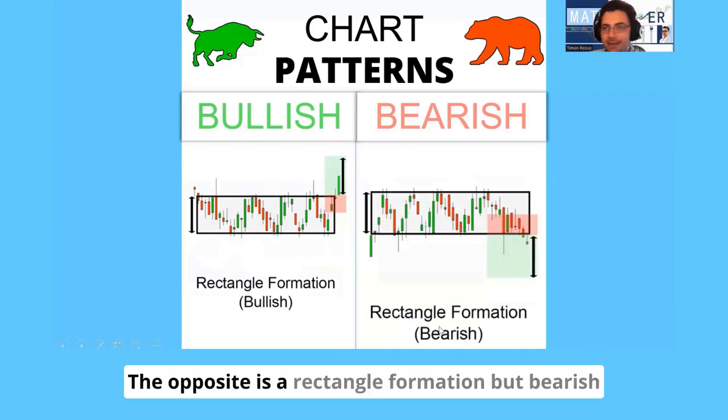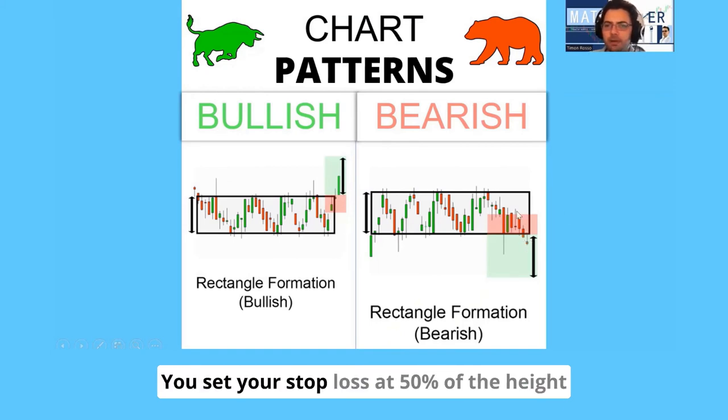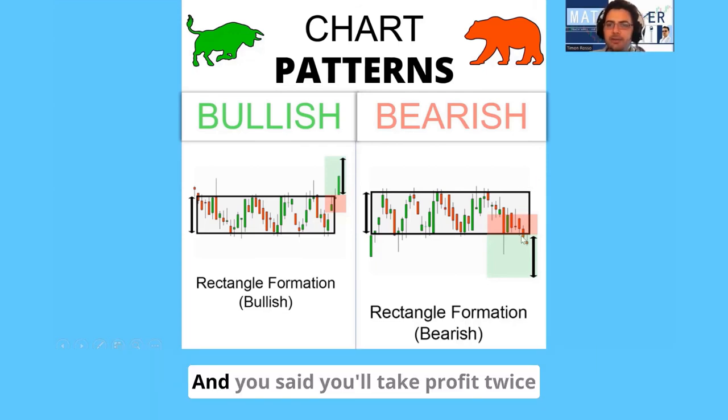The opposite is a rectangle formation, but bearish. The price forms a box formation, and instead of breaking up, it breaks down. You set your stop loss at 50% of the height of the box formation or above the box formation resistance, and you set your take profit twice as much as what you're willing to risk.